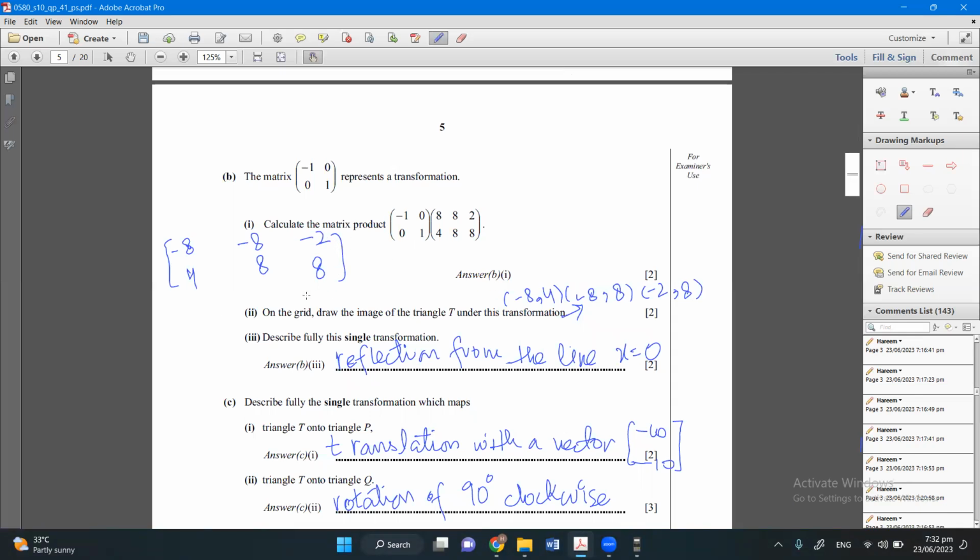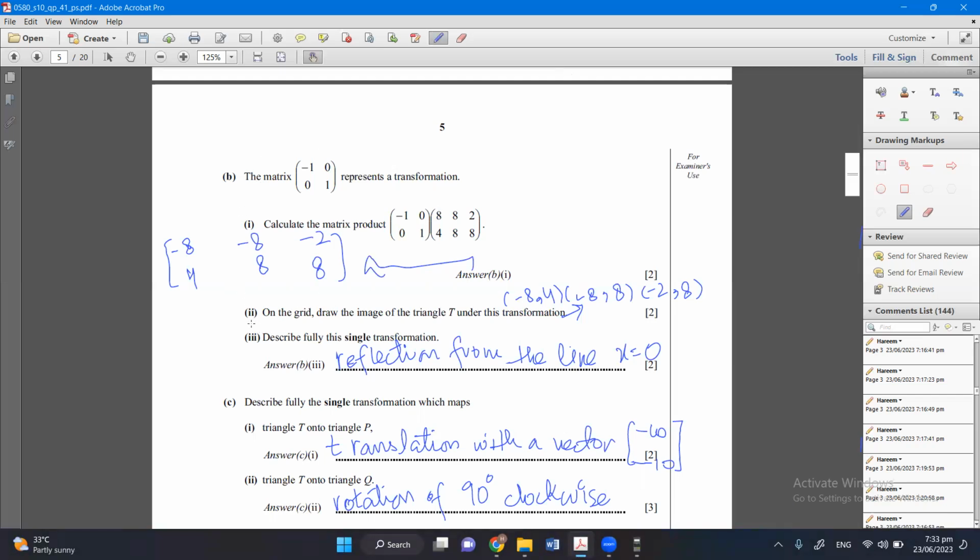So 3 points I can conclude, I can take out and extract 3 points from there. -8 comma 4, -8 comma 8, -2 8. I have to draw this on the grid. Okay, and yeah, part 1 was only that you have to find out the matrix product. So this is the answer. And part 2 was part B. The sub part B has another sub part, which is part 1 and 2.